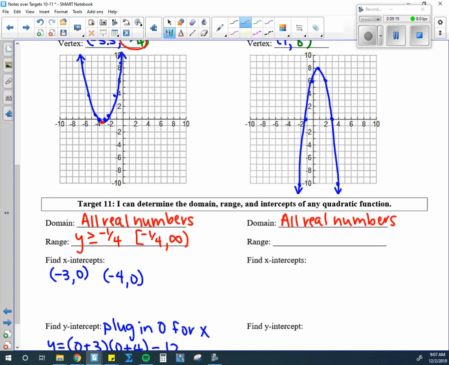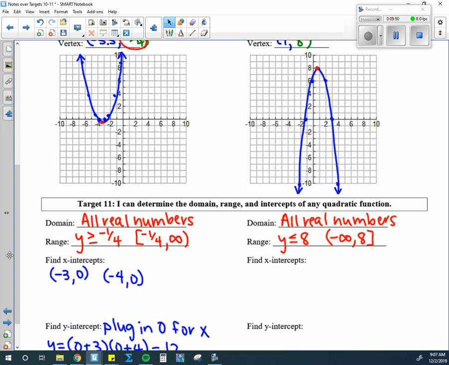For my range, you'll notice it does not span all y values. I have to worry about that vertex. So my graph goes down forever, but when it goes up, it stops there at that y value of 8. So you'll notice 8 is the highest y value I can have, and I can do anything below 8. So my inequality will be y is less than or equal to 8 this time, since it's facing downward. In interval notation, that would be -∞ to 8 with a bracket.